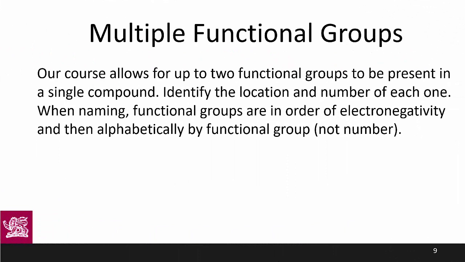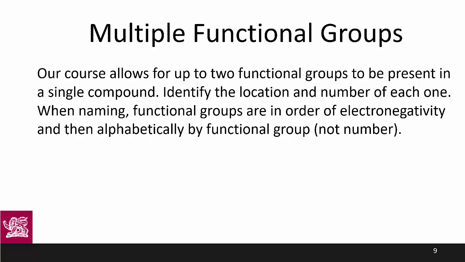The chemistry course allows for up to 2 functional groups to be present in a single compound, and sometimes it even goes a little bit cheeky and kicks past that just a smidge into 3 perhaps. We need to be able to roll with the punches that get thrown at us in the exam, and so we need to identify the location and number of each functional group.